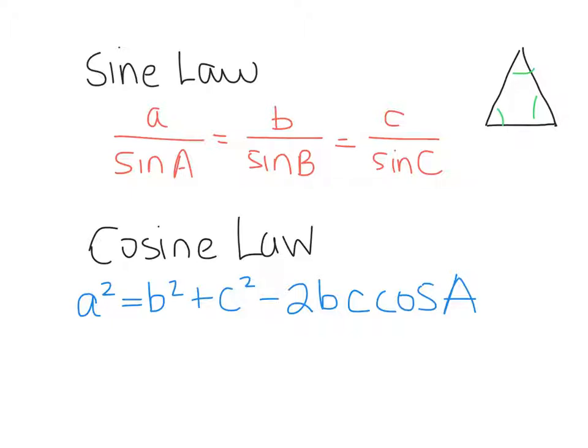Just a quick reminder about how to label sides. We label the angles with capital letters. If this is angle A right here, then side A is directly across from it. This is angle B here, then side B is directly across from it. And if this is angle C, then side C is directly across from it. All of the lowercase letters represent the side lengths, and all of the capital letters represent angles.